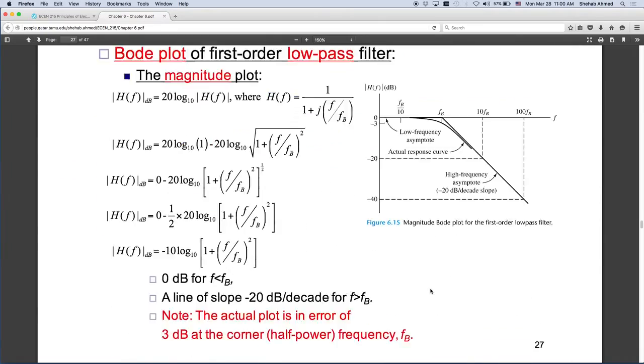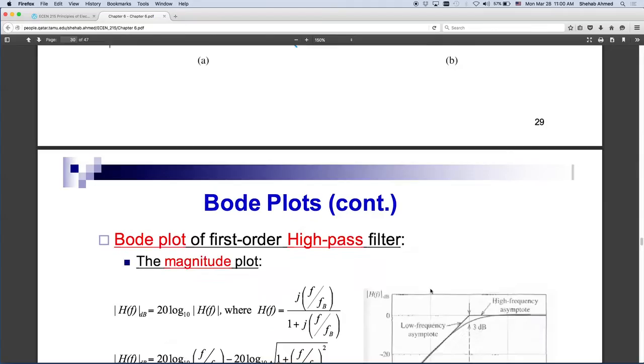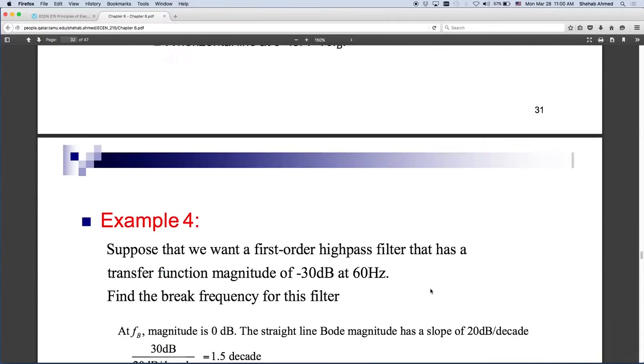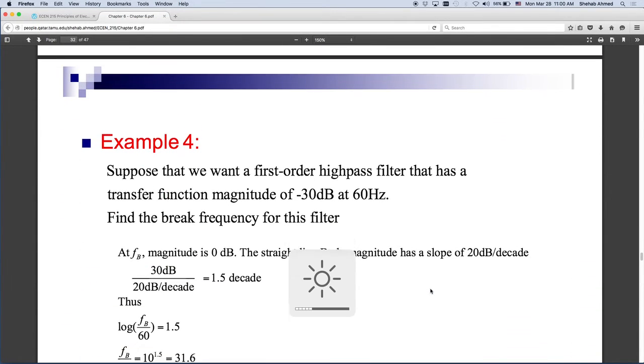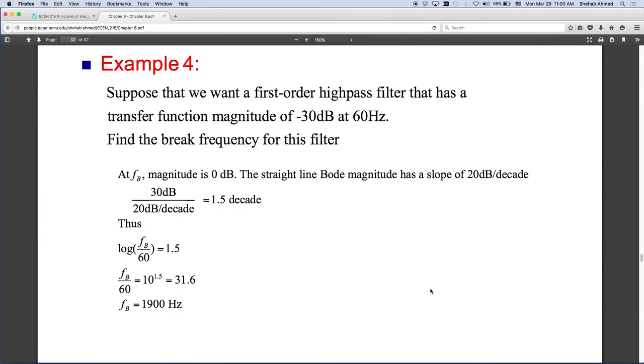So we go back to our example, and we just substitute. So 1.5 decades, f1 is 60 hertz, FB is what we do not know, and we will be able to calculate FB from this equation. Okay, so we were able to calculate the break frequency of this filter.